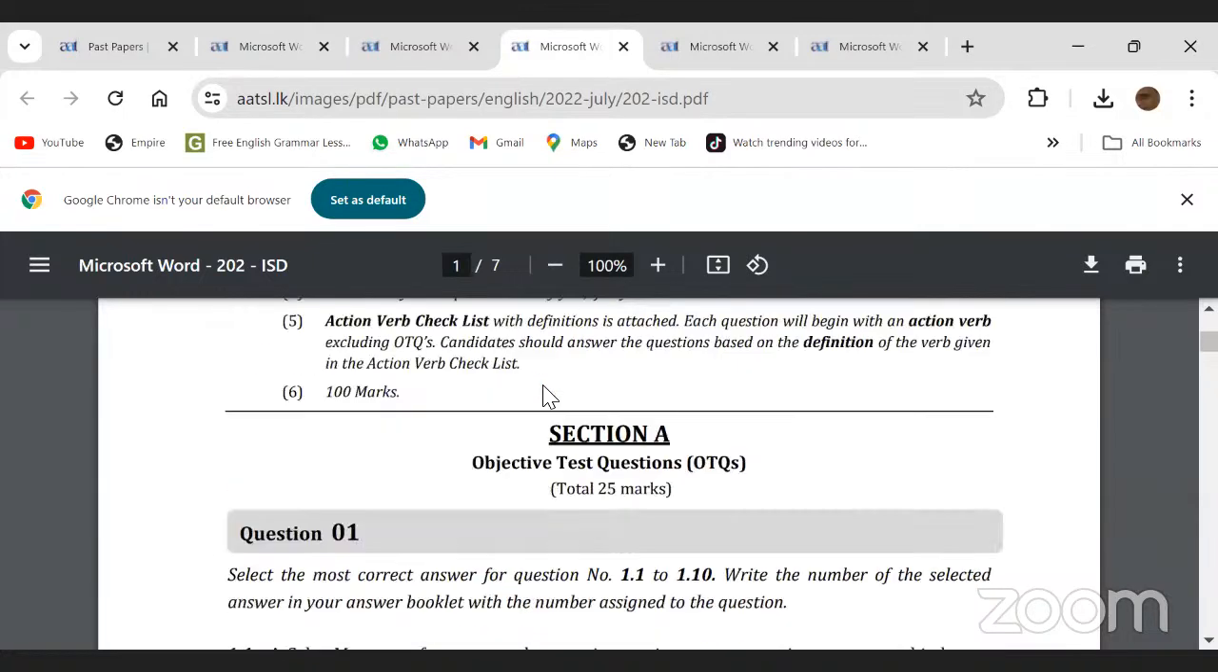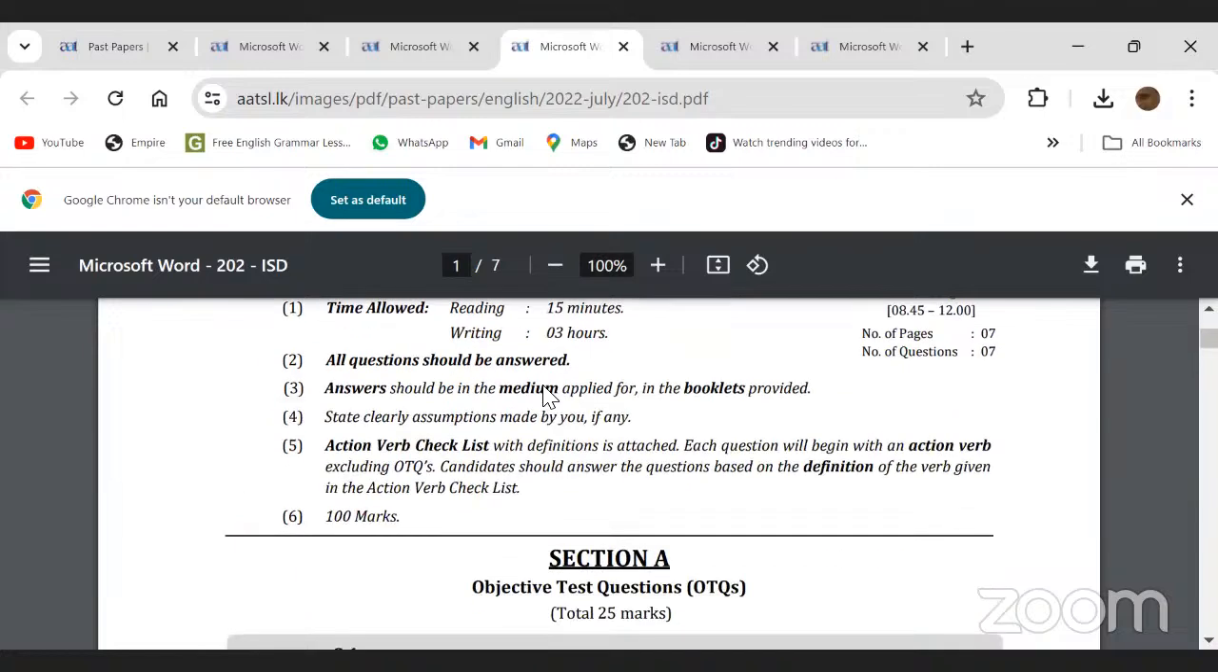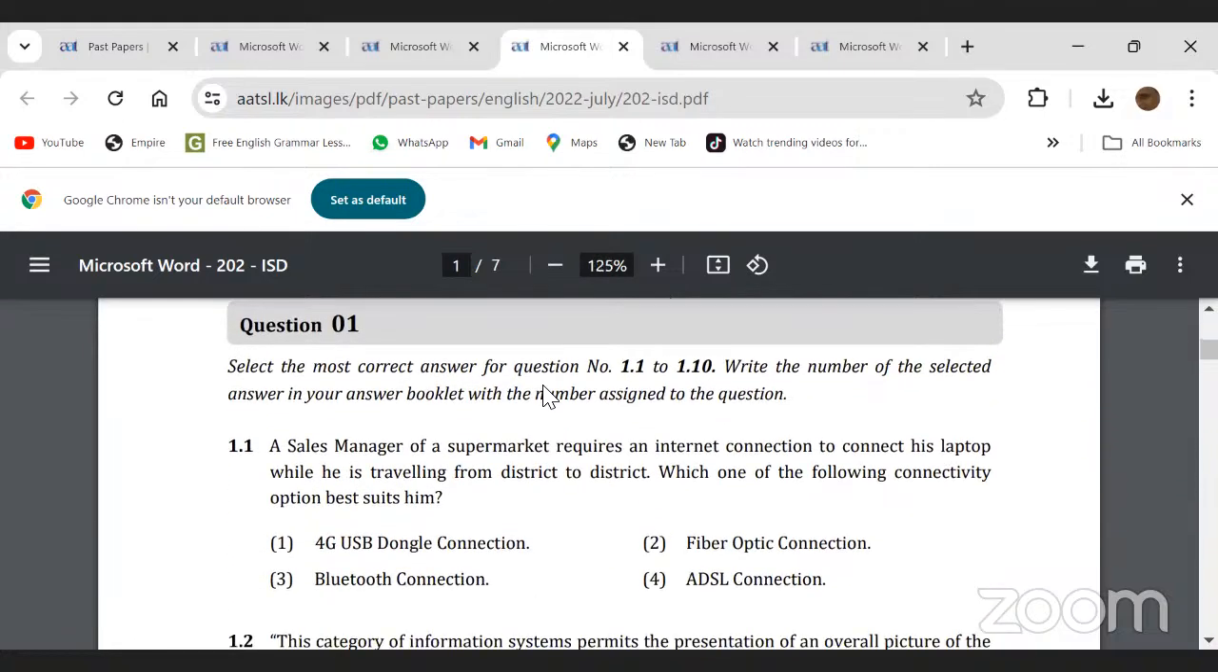Right. Okay, this is the July 2022 past paper, and I'm going to go through it with certain explanations. The first section is section A, the MCQ.